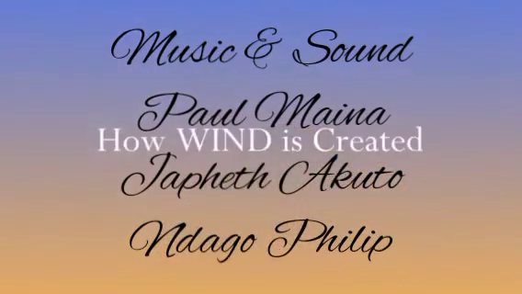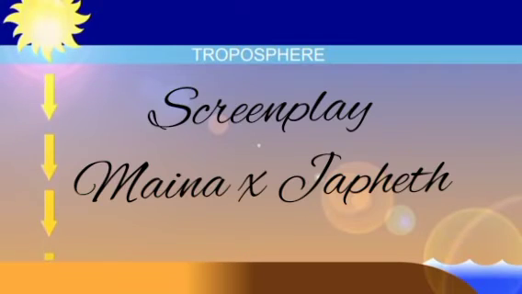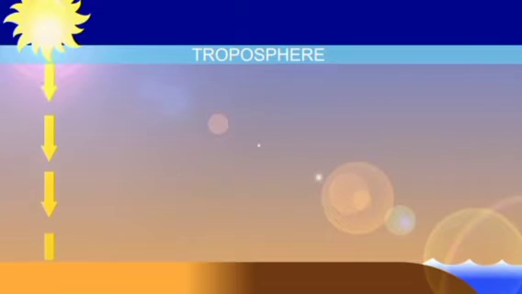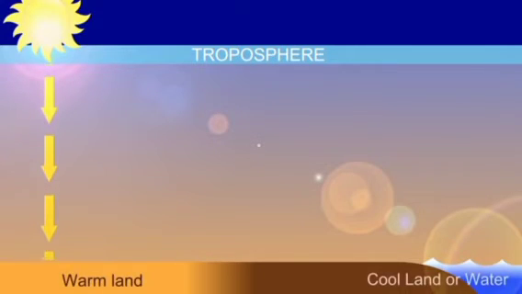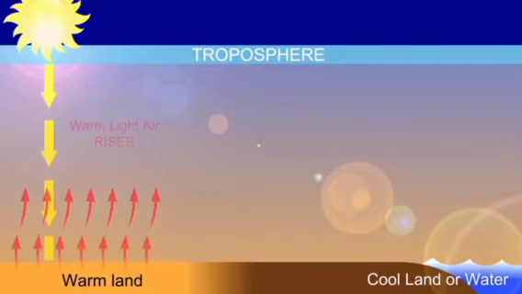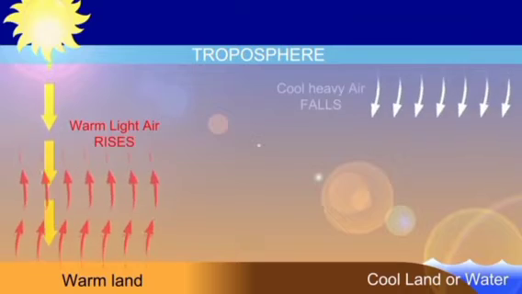How is wind created? It is caused by uneven heating of the Earth's surface by the sun. Due to this heating, warm light air will always rise, while on the other hand, cold air will always fall.